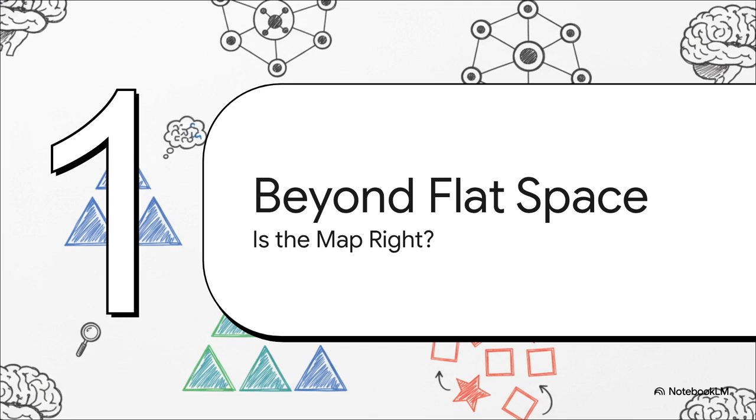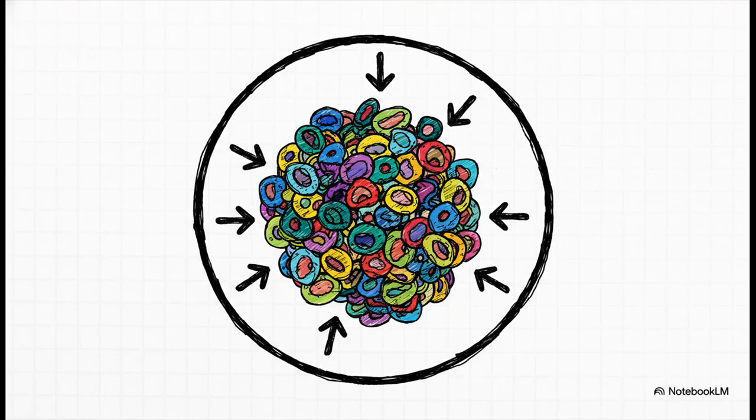All this time, we've just been assuming our map is flat, like a sheet of paper. In math terms, that's called a Euclidean space. But what if our data doesn't want to live on a flat map? What if the map itself is the wrong shape? Yeah, this is a really interesting problem with these flat maps.